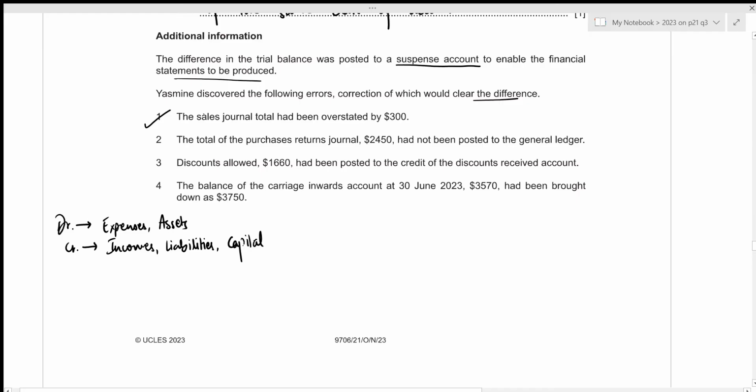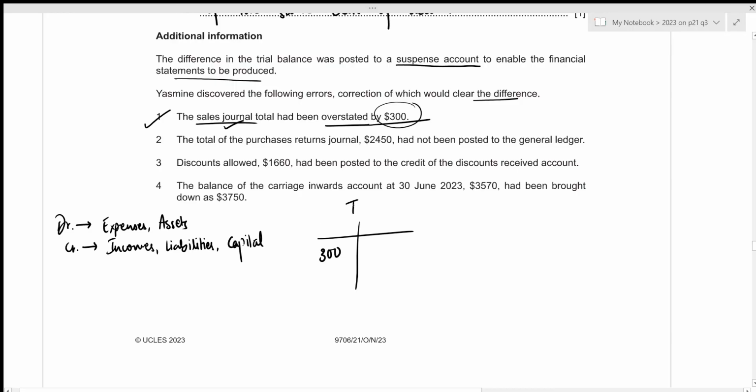And in this case, we have been told that the sales journal total had been overstated by 300. Remember that sales is a source of income. So sales will be recorded on the credit side within our trial balance as this is being overstated. So in order to remove any overstated balance, we have to enter the same amount on the opposite side. So if our sales would have been correctly recorded on the credit side, since now we are removing the amount of 300, we need to enter it on the opposite side. So that will go on the debit side.